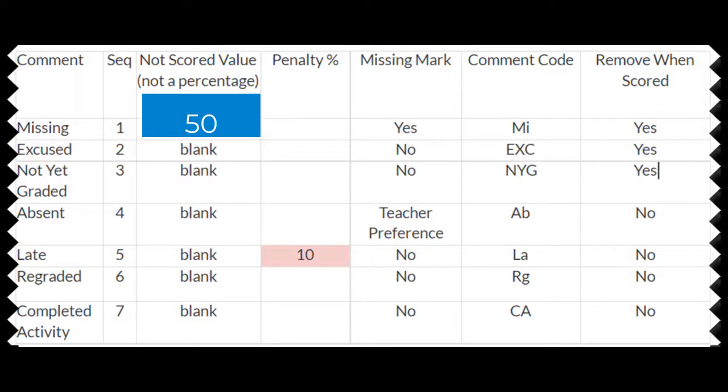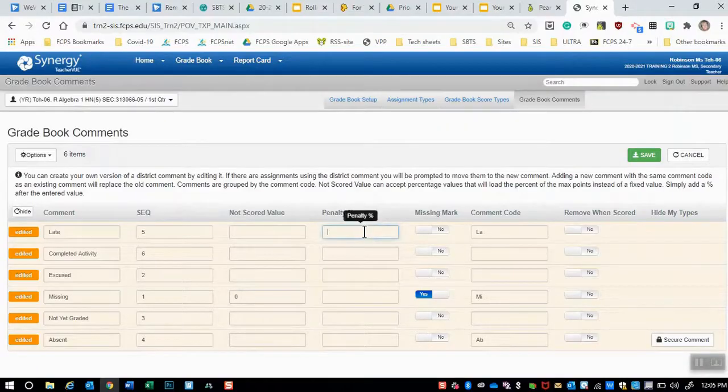Under Not Scored Value, the only comment code that should contain a number is Missing. Please write 50 in this box. Teachers at Robinson can assign a maximum penalty of 10% for late work, so either leave the box blank if you're not going to assign a penalty, or enter a 10 and it will automatically take 10% off a grade if work is turned in late.